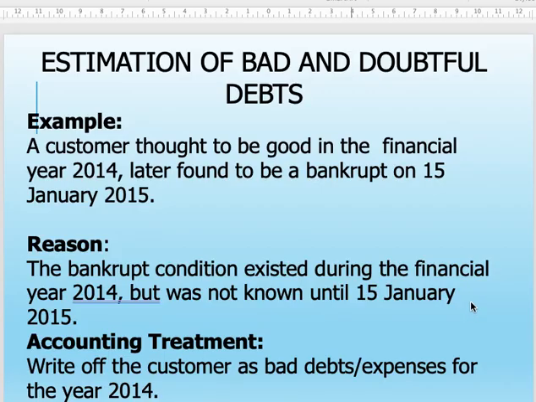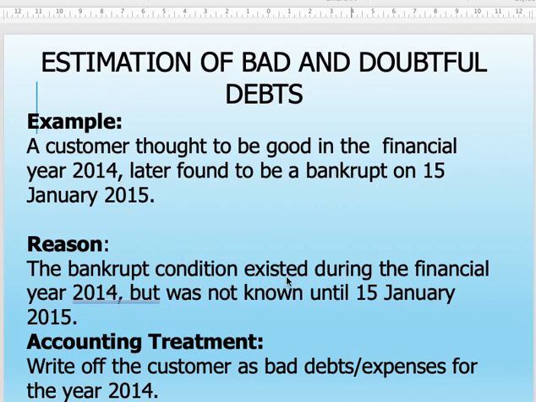Example of an adjusting event. Okay, example: a customer thought to be good in the financial year 2014 was later found to be bankrupt on 15 January 15. So on the financial statement, you reported that customer as a trade receivable, but later when they go bankrupt, of course they cannot pay their debts.